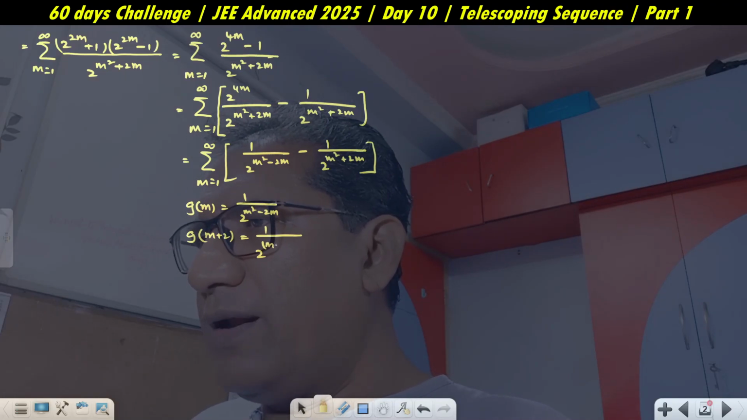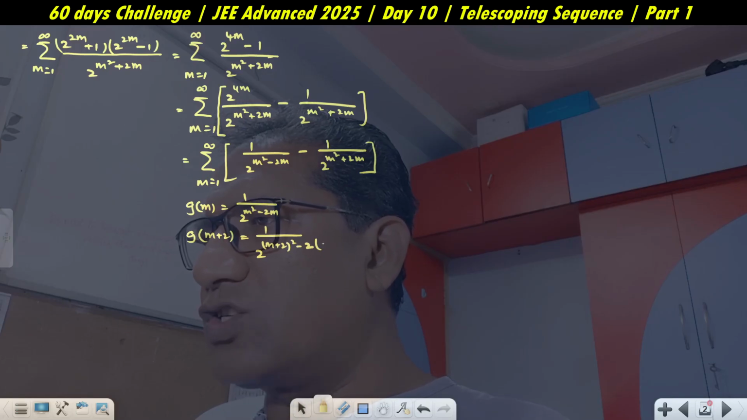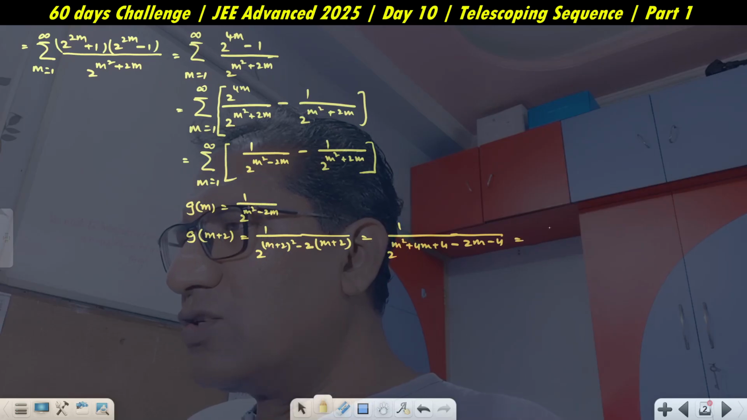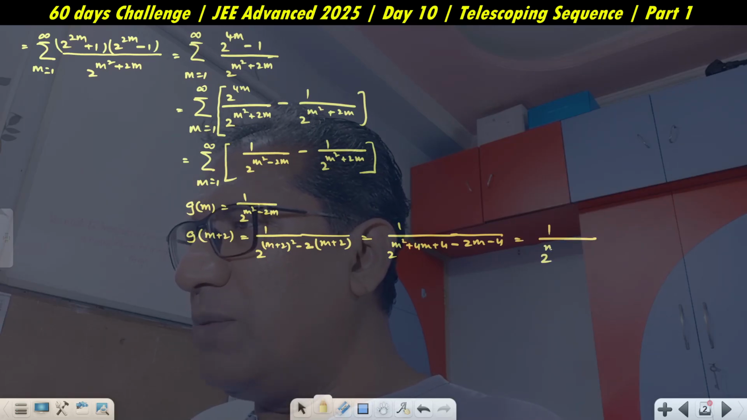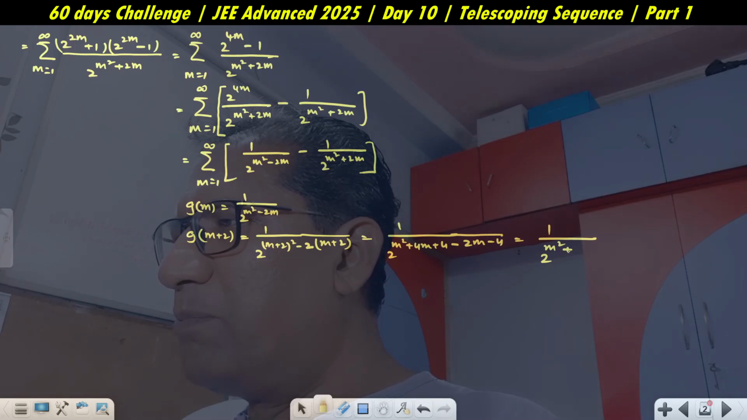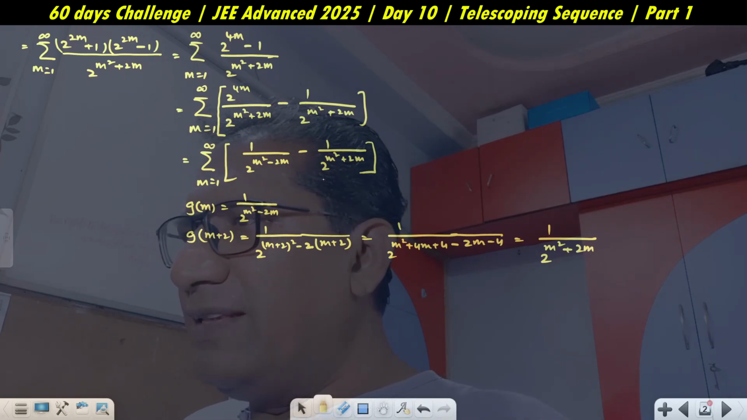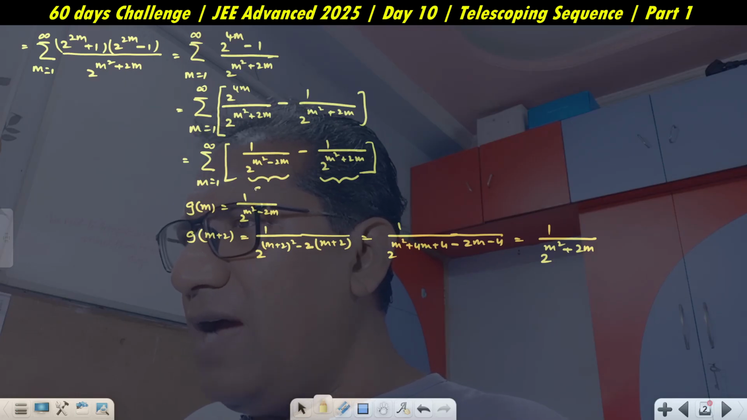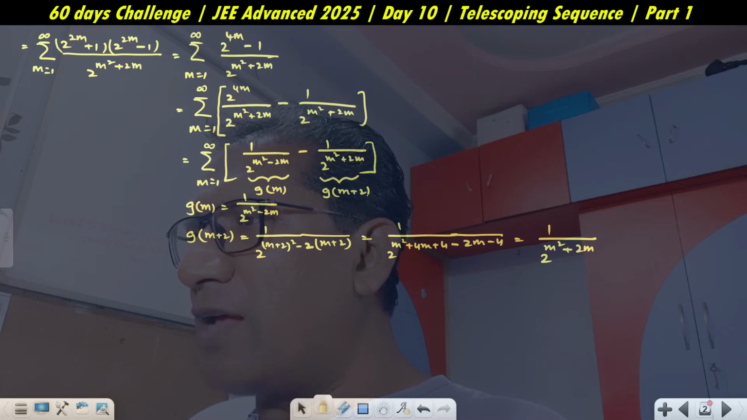2 to the power m plus 2 whole square minus 2 times m plus 2. So that gives us 1 by 2 to the power m square plus 4m plus 4 minus 2m minus 4. So that gives us 1 over 2 to the power m square plus 2m, right? And that is exactly what? So this is basically our Gm and this is our Gm plus 2.